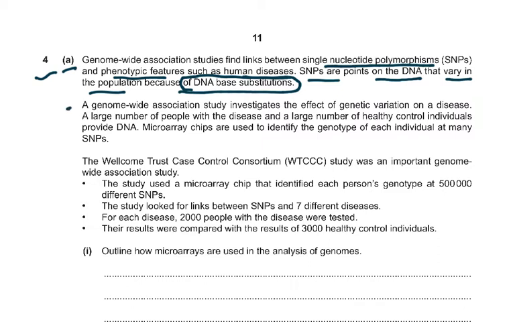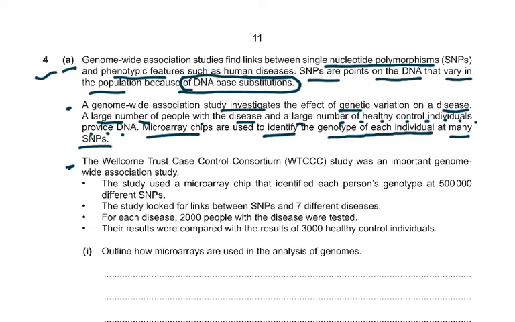A genome-wide association study investigates the effect of genetic variation on a disease. A large number of people with the disease and a large number of healthy control individuals provide DNA. Microarray chips are used to identify the genotype of each individual at many SNPs.